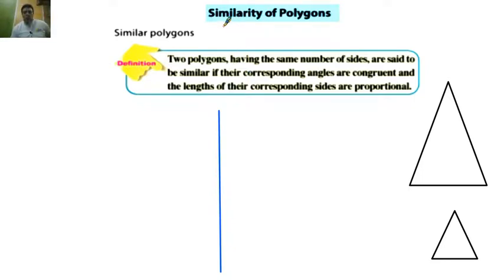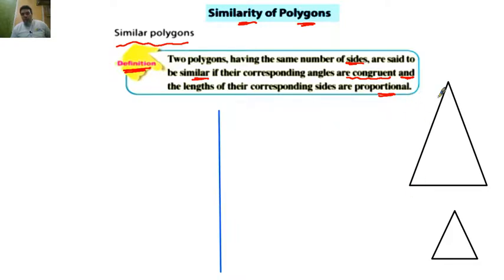Bismillahirrahmanirrahim. Dear students, our lesson today is about similarity of polygons. Similar polygons definition: two polygons having the same number of sides are said to be similar if their corresponding angles are congruent and the lengths of their corresponding sides are proportional.